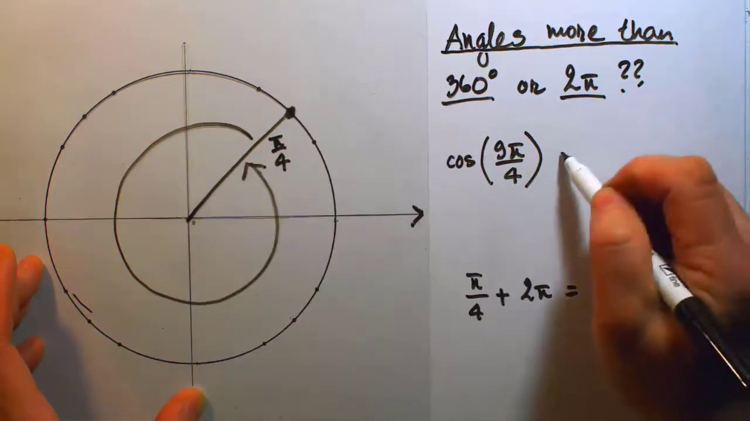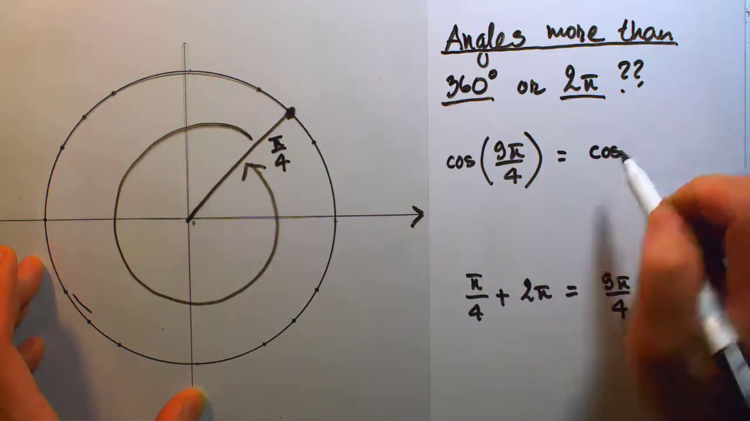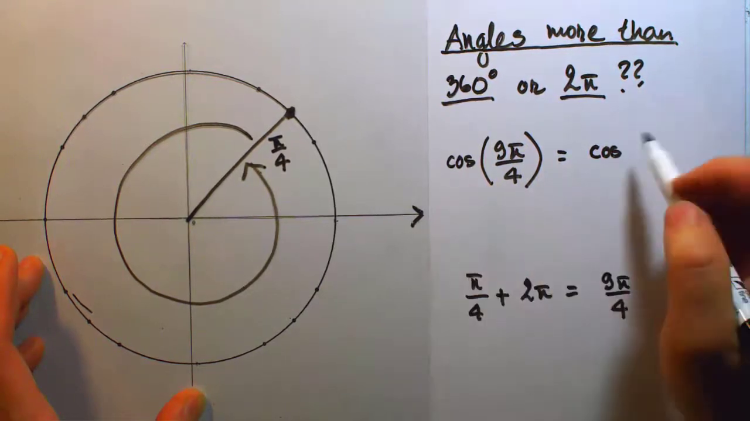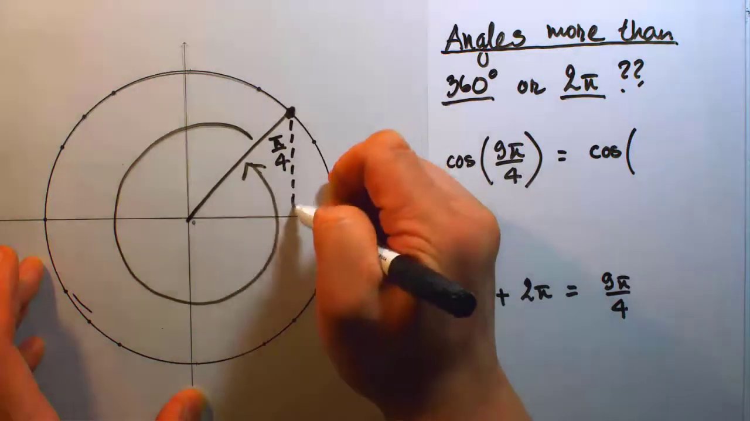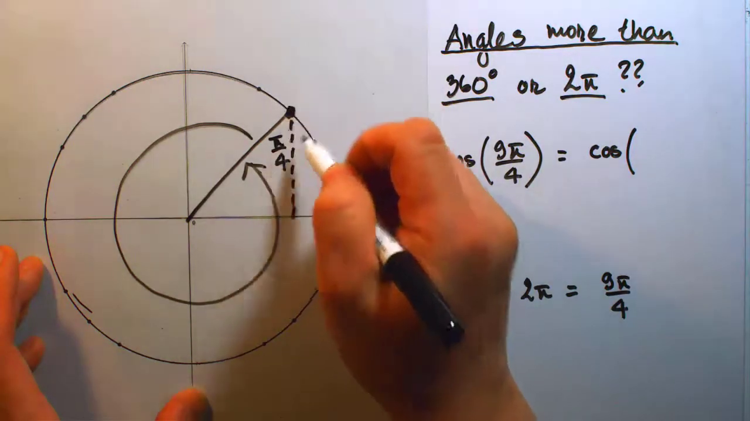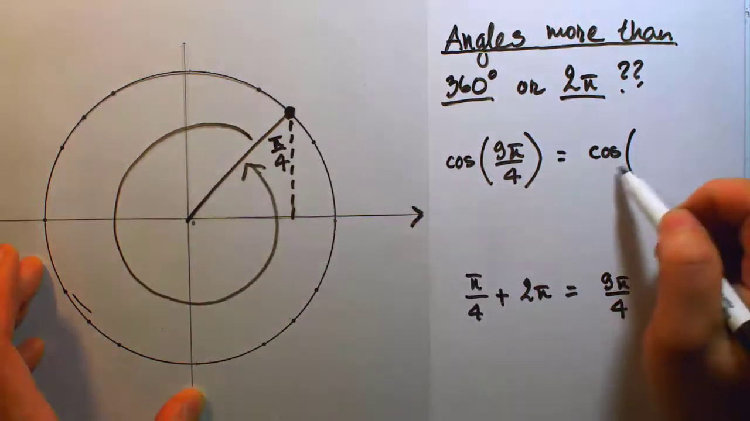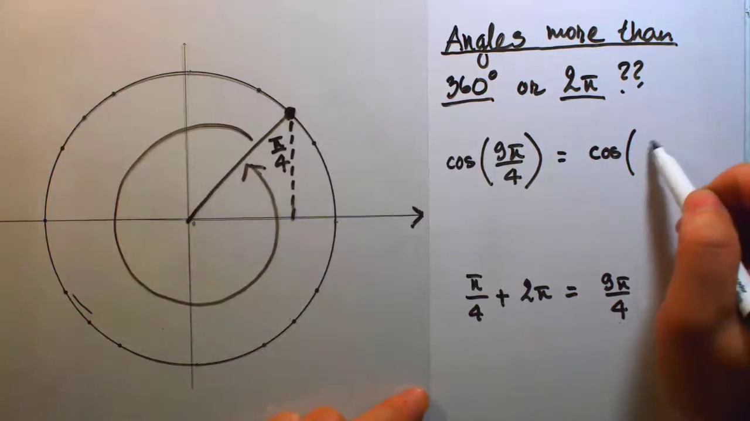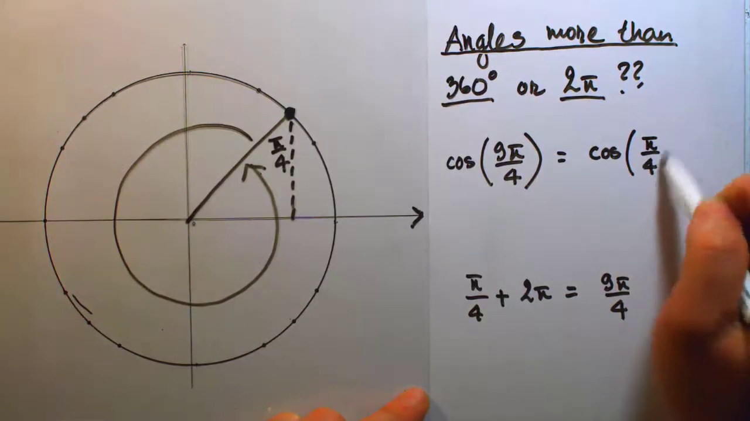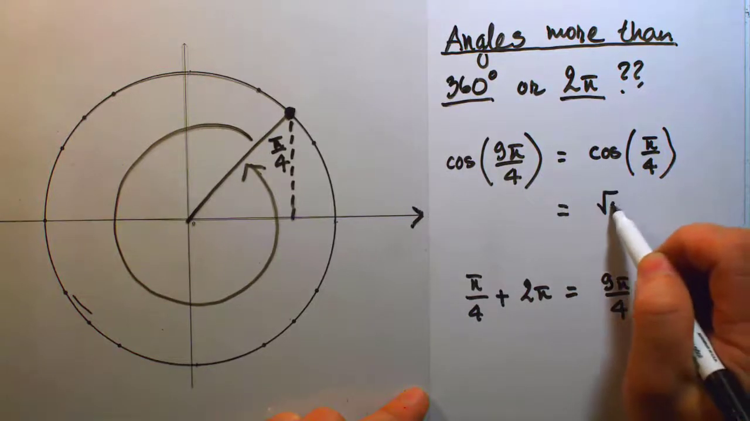So in that way, I can say that cosine of 9 pi over 4 is exactly the same value, because being coterminal means the x and y values are exactly the same, since they have the exact same terminal point. And so cosine of 9 pi over 4 is exactly the same value as cosine of pi over 4, which gives me the value square root 2 over 2.